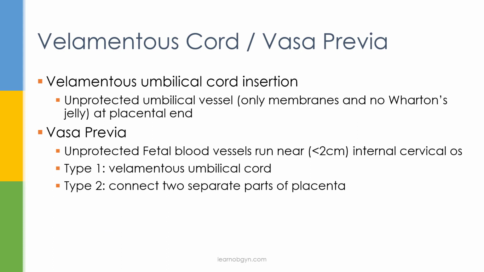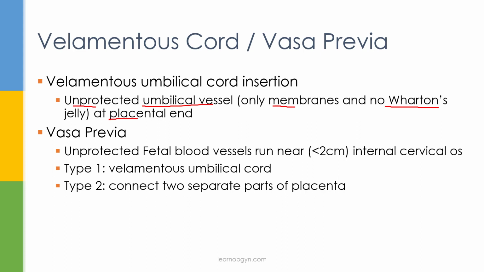Now we'll discuss Vasa previa. But before we discuss that in further detail, let me tell you what a Velamentous cord insertion is. A Velamentous umbilical cord insertion is when a portion of the umbilical cord, which contains umbilical vessels, is not protected. By this I mean there are membranes around these vessels, but it's lacking in Wharton's jelly, which is a protective cushion that normally surrounds these vessels. And this segment of the unprotected cord is by the end that attaches to the placenta.